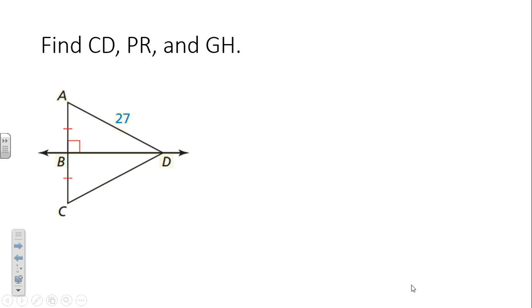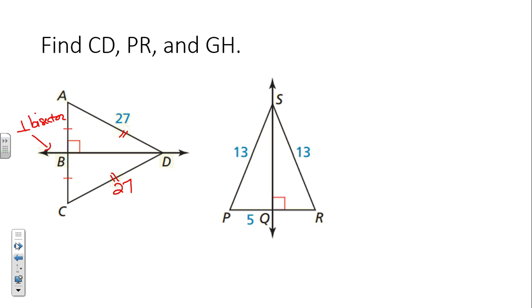So what's the distance between C and D? 27. That's how easy some of the math is going to be. Okay, but you have to recognize those properties. This is 27 because these two have to be congruent. All right, next example. Now we want to find the distance between P and R.